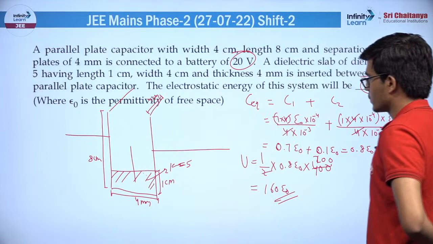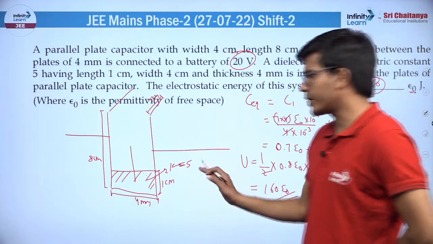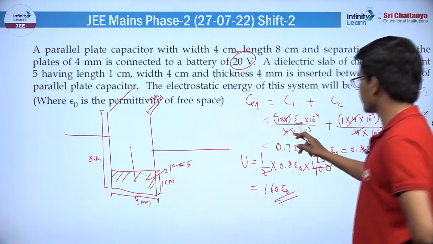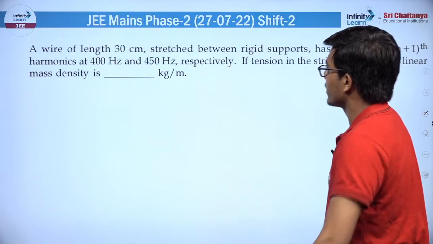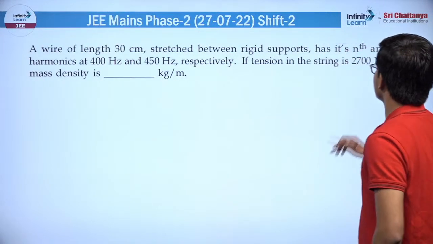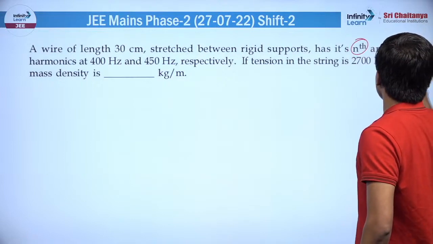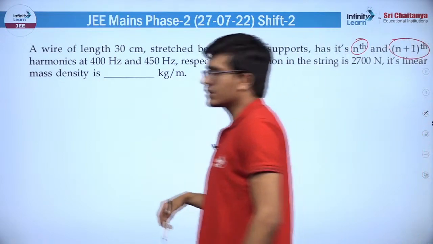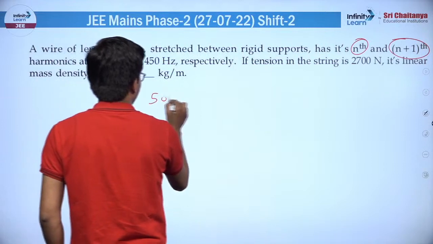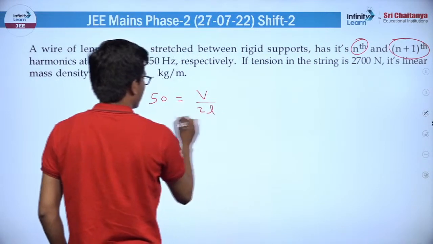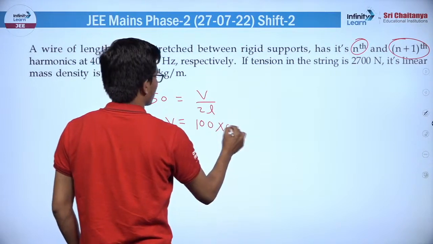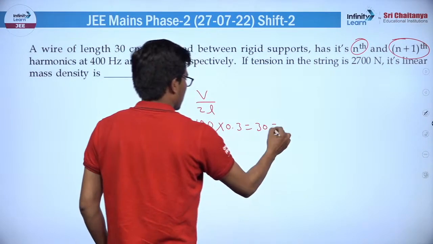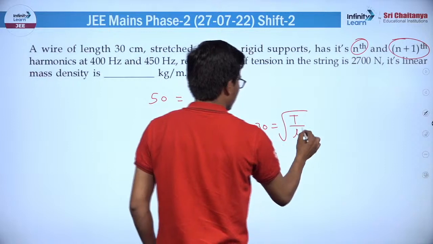Okay, so good question, I would say a tough question according to JEE Mains, because people do make mistakes in taking the areas. Moving to the next question, a wire of 30 centimeter is stretched between two rigid supports. Its nth and n plus 1th frequencies are given, right? So the difference is 50, that is given by the beat frequency, that is V by 2L. V is equal to 100 and length is 0.3, which means 30. And velocity in a string wave is given by root T by mu.